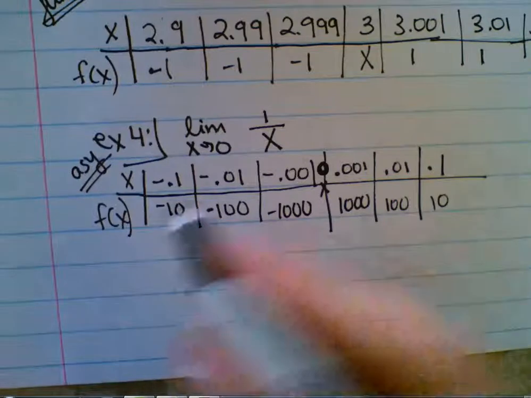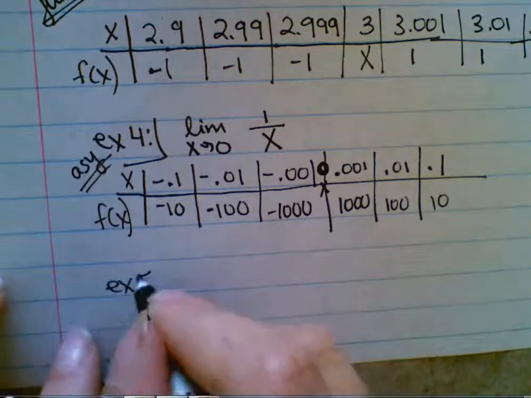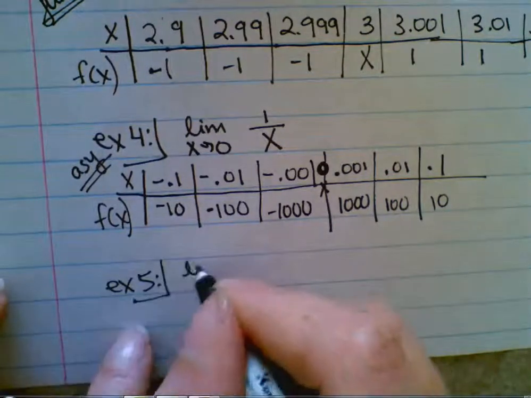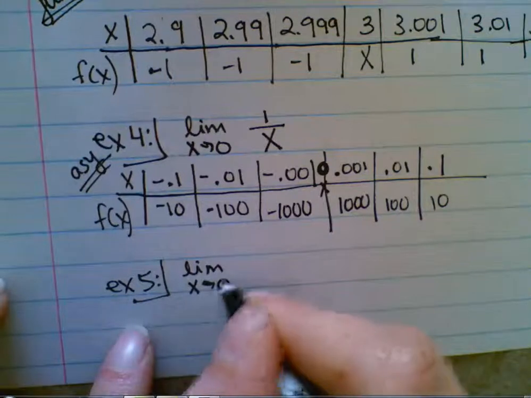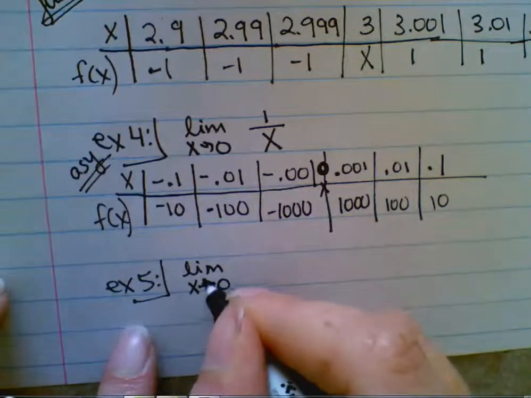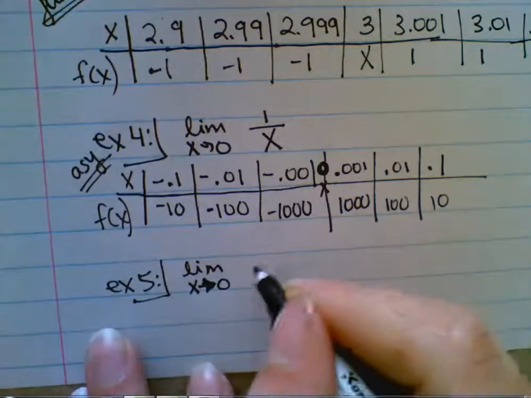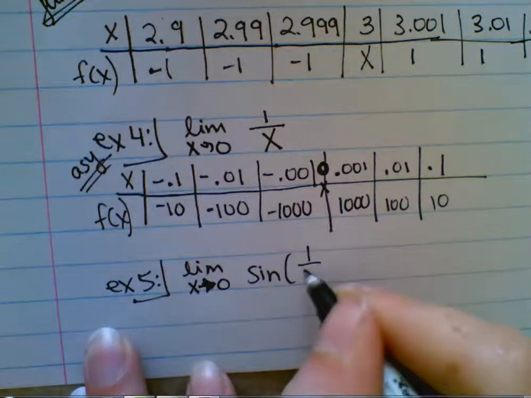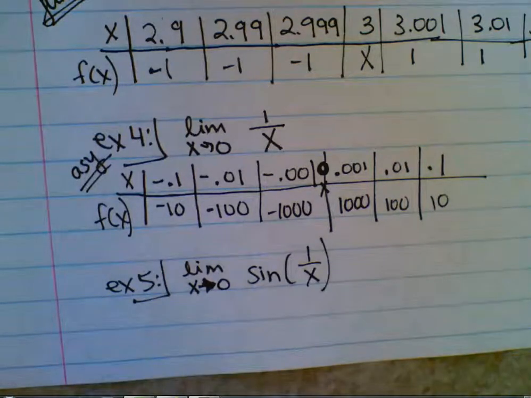All right, last example, guys. Example 5. I'm going to have you find the limit as x approaches 0 of sine of 1 over x. Okay, so go ahead and create your table of values, plug it into y equals, and show me proof of why this limit is not going to exist.